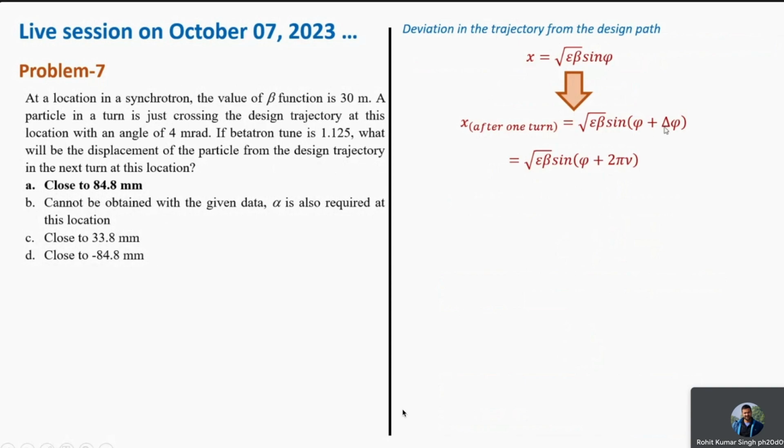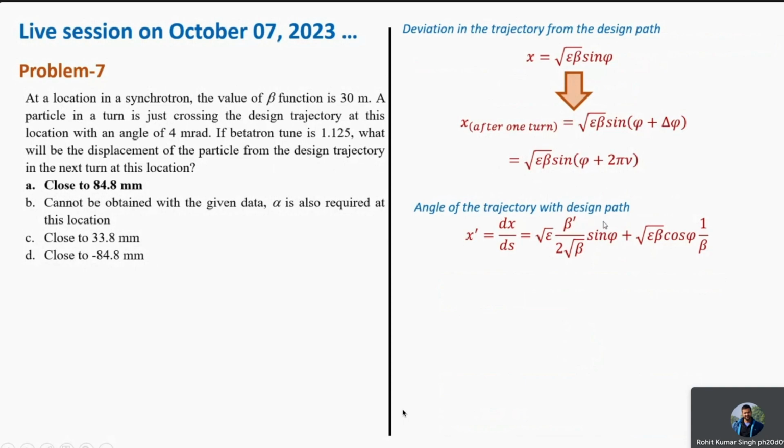Say delta phi. So next turn x will be under root emittance beta sine phi plus delta phi. And this delta phi will depend on the tune, because tune is basically phase advance in one turn divided by 2 pi. So delta phi is basically 2 pi into tune. So we have written phi plus 2 pi nu. This is under root emittance beta sine phi plus 2 pi nu. This is x after one turn.